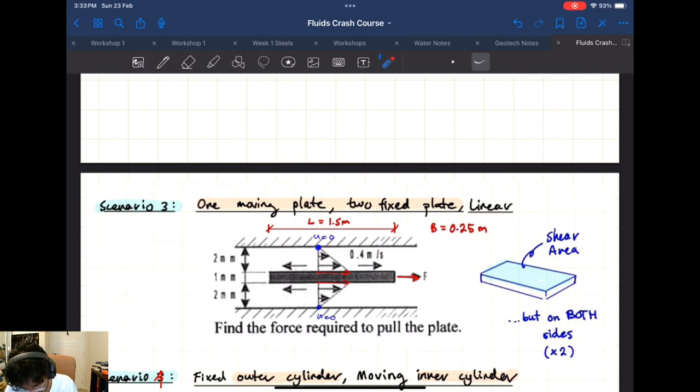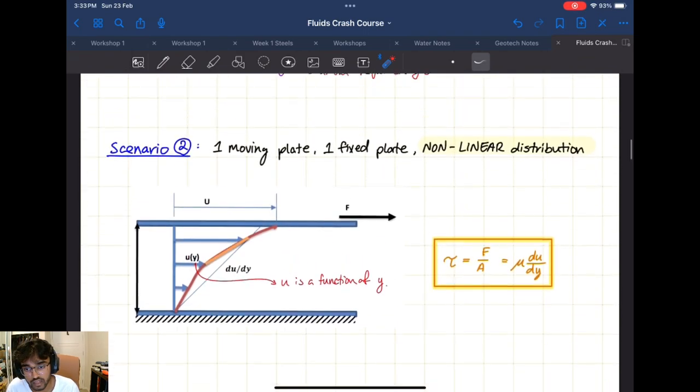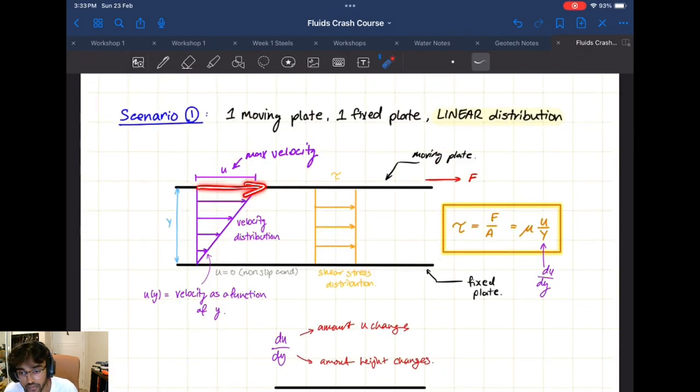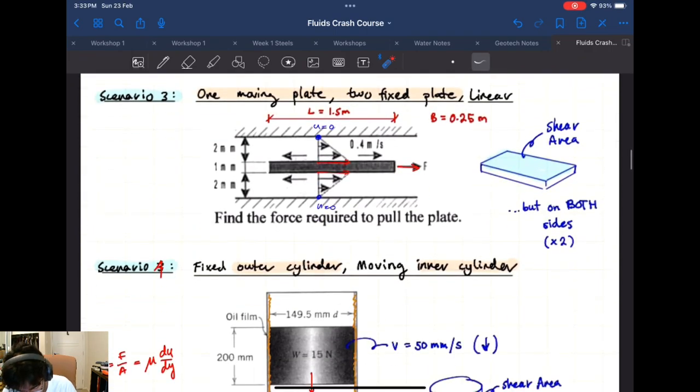So the maximum velocity is acting at the top and the bottom of the plate, right? Same thing over here. The maximum velocity is only acting at the top of the plate. So maximum velocity is acting at the top and bottom of the plate. So in that case, you're going to have to take the shear area. The shear area is going to be the area of the top and the bottom plate. So it's going to be that rectangular area at the top and at the bottom, right? So it's going to be on both sides.